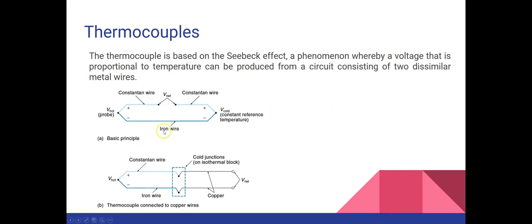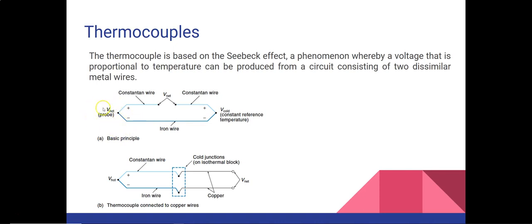So this thermocouple consists of two different types of metals which are joined together at one end, and when the junction of the two metals you see here is heated or cooled, a voltage is created and that can be correlated back to the temperature.